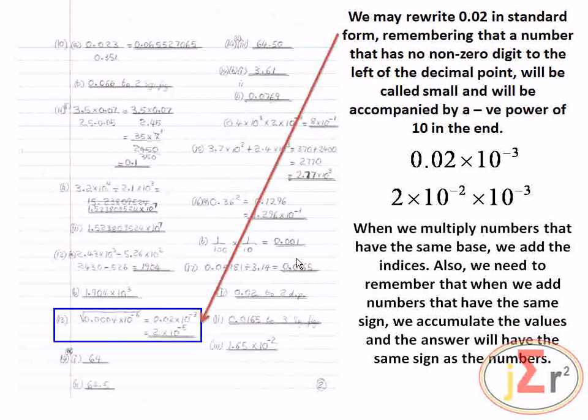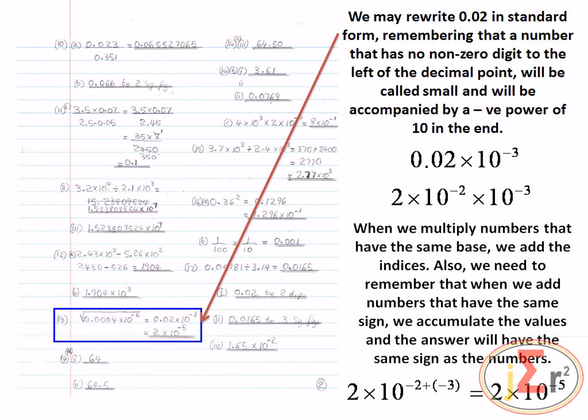When multiplying numbers that have the same base, we add the indices. Also, we need to be reminded that when we add numbers that have the same sign, we accumulate the values and the answer will have the same sign as the numbers. So when we add these two, they have the same sign, we'll add the 2 with the 3 and we get 5. Because they have the same sign, the answer will have the same sign as these two numbers. Accumulate the value and apply the same sign. So 2 times 10 to the power of negative 5. Adding the indices with the same sign, accumulating the values, and the answer will have the same sign as the numbers that we have added.